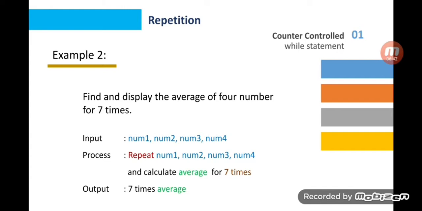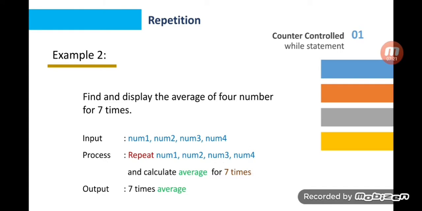And then what is our process? We need to repeat all these numbers for 7 times. So repeat number 1, number 2, number 3, number 4 and calculate average for 7 times. As you can see from our general statement for process, repeat: what is our input? Repeat input and find the output, calculate average, for, okay, what is the condition?